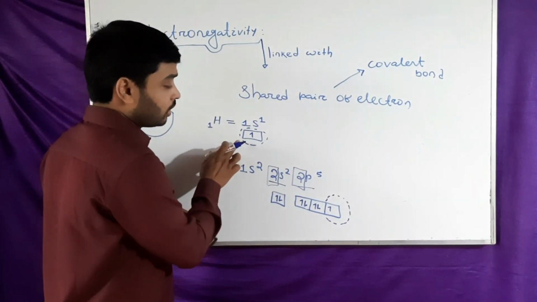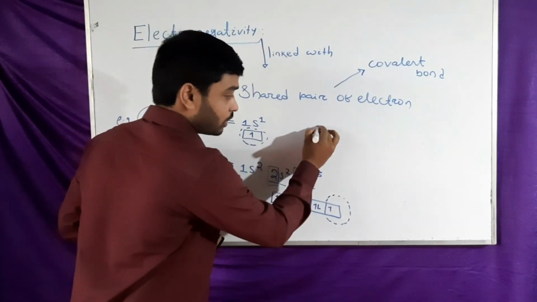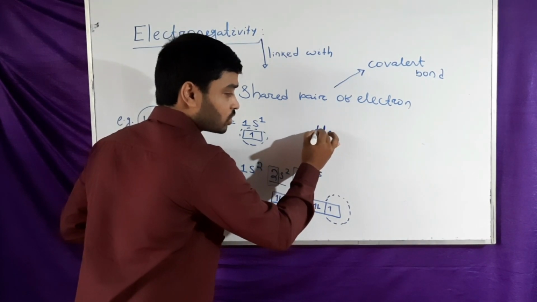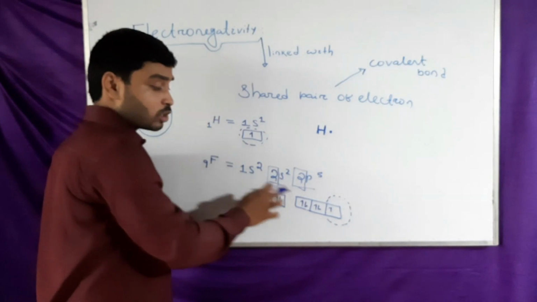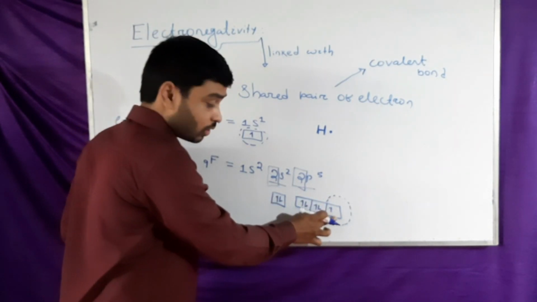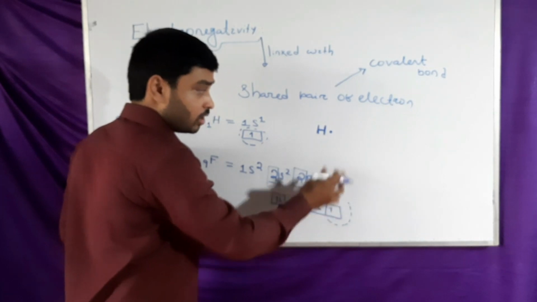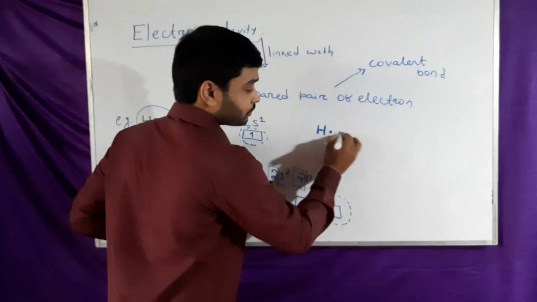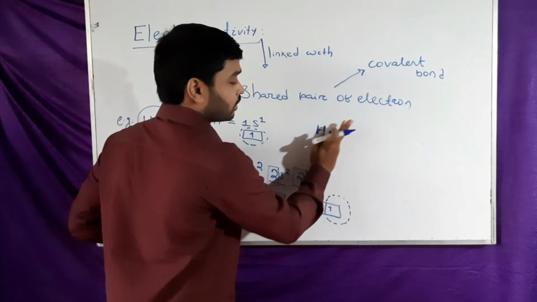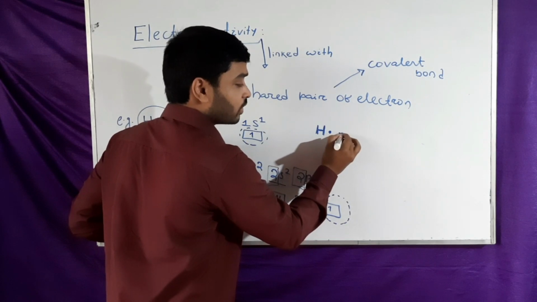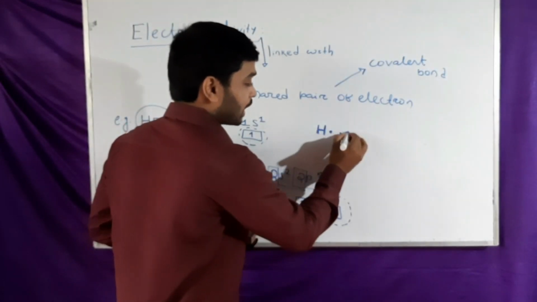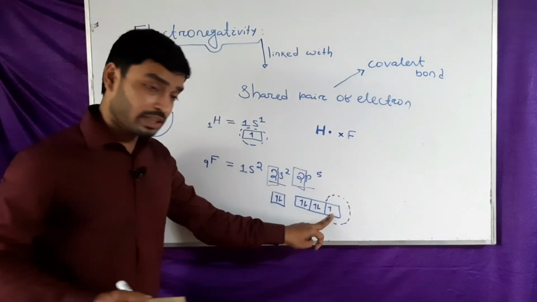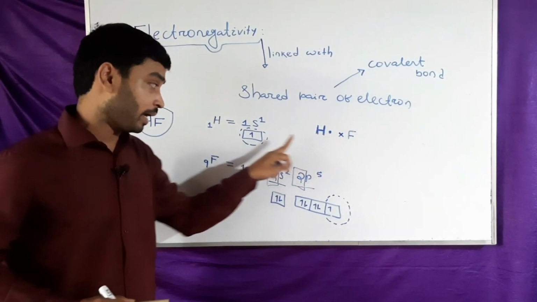So what will we need here? Here the hydrogen atom has a single unpaired electron, which I am expressing by a dot structure, and the fluorine atom also has a single unpaired electron in its p suborbital. So I am expressing the unpaired electron of fluorine with a star mark, or you can say a cross mark, dot and cross representation. The cross mark represents the unpaired electron of the fluorine atom, and this dot represents the unpaired electron of the hydrogen atom.